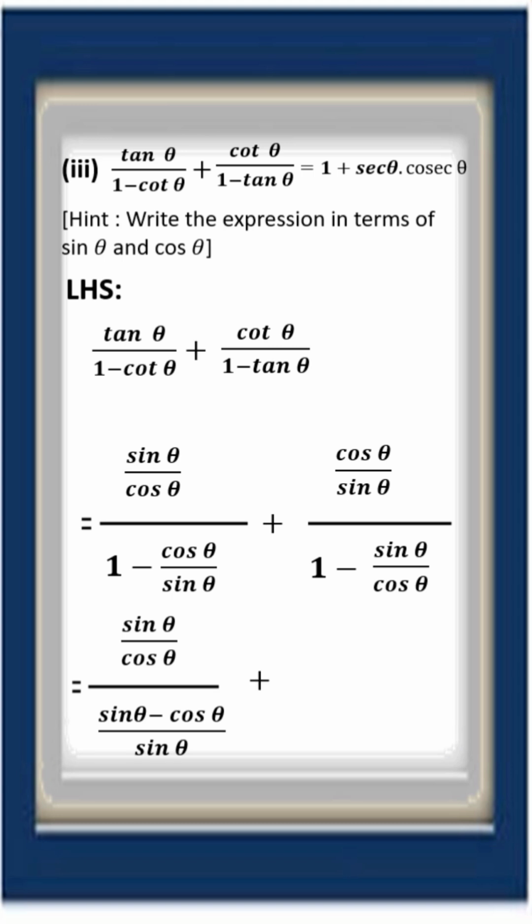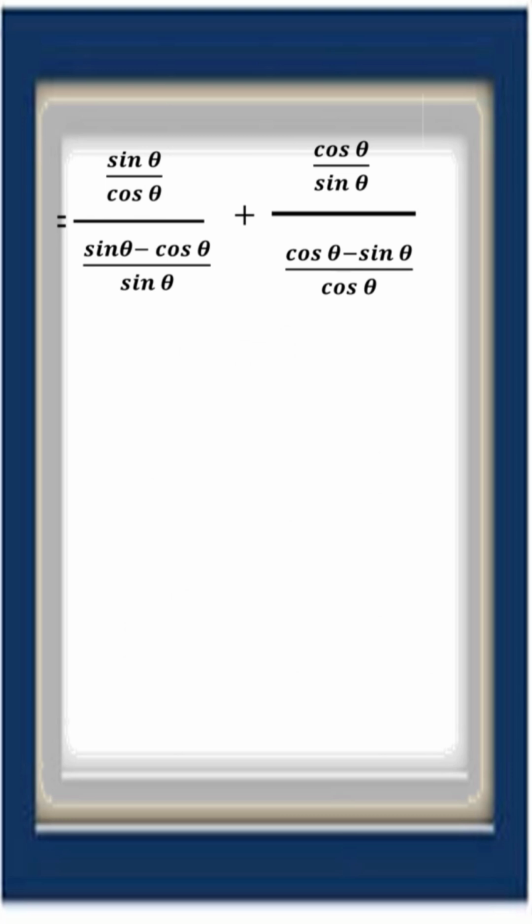Plus here also write cos theta over sin theta as such, upon 1 minus sin theta over cos theta. The LCM is cos theta. So cos theta minus sin theta over cos theta. Now we have sin theta over cos theta upon sin theta minus cos theta upon sin theta, plus cos theta over sin theta upon cos theta minus sin theta over cos theta.